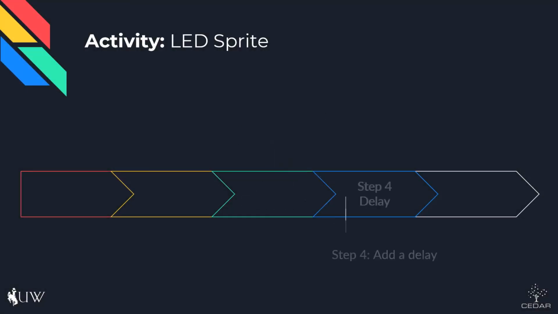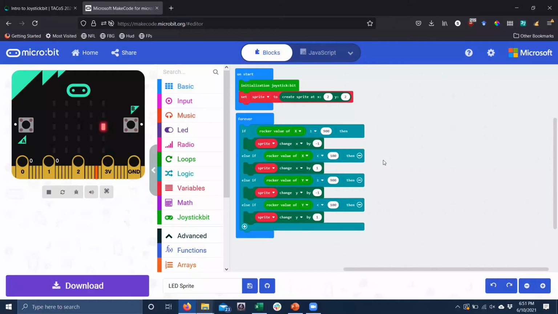Step 4, adding a delay. In order to slow down our forever block, we can add a delay in the loop. Grab a pause block from the Basic tab, and make sure that it's set at 100 milliseconds. Now your code should look like this.